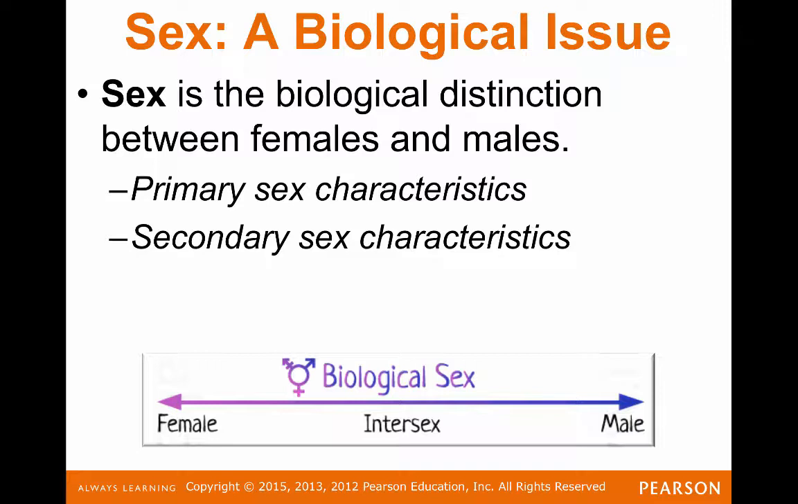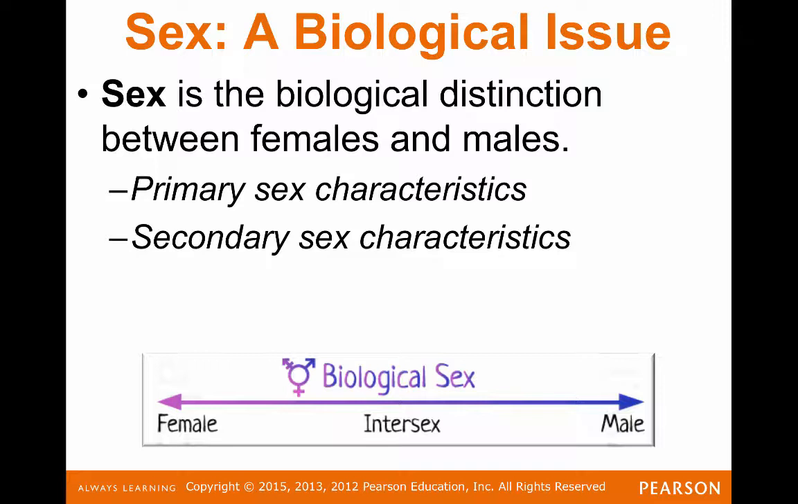So sex is the biological distinction between females and males. There's this idea that it's a binary, right? You are this or that. But in biological reality, there's actually a spectrum, as there are many people who are born intersexed, meaning that they have some sort of mixed sex criteria that distinguishes them from either male or female.